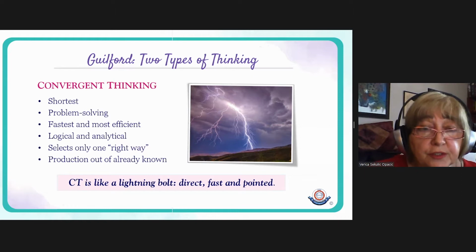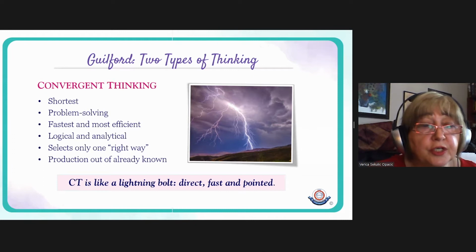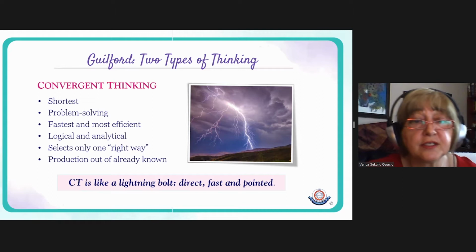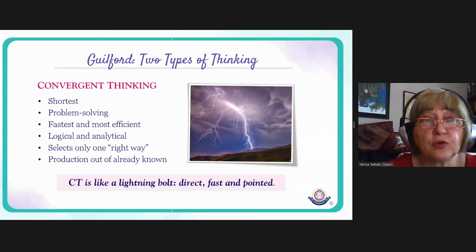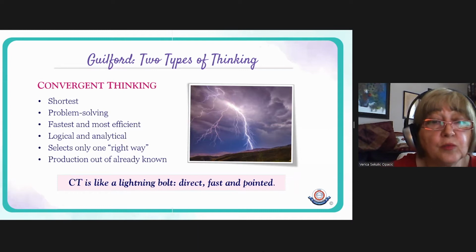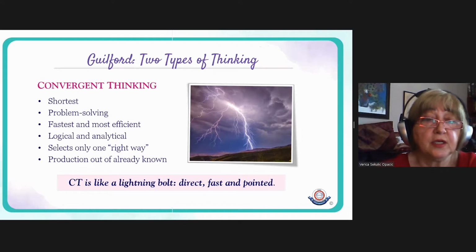So convergent thinking is the way of thinking which is developed and fostered in an educational system. It is logical and analytical. We solve problems with this way of thinking, and we try to find the fastest and most efficient answer to the problems of our life and to scientific problems. Whatever we think, we try to find one answer which is the best for something. And this way of thinking looks like lightning. It goes very fast, very direct, and it is pointed. And it helps us to go more easily through our lives because we know these defined answers.